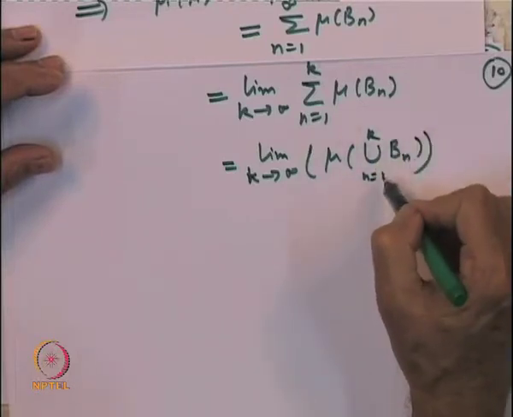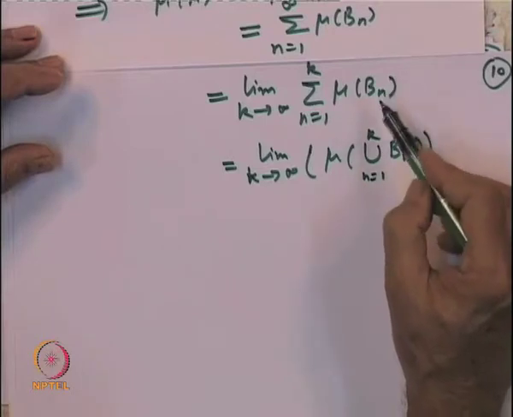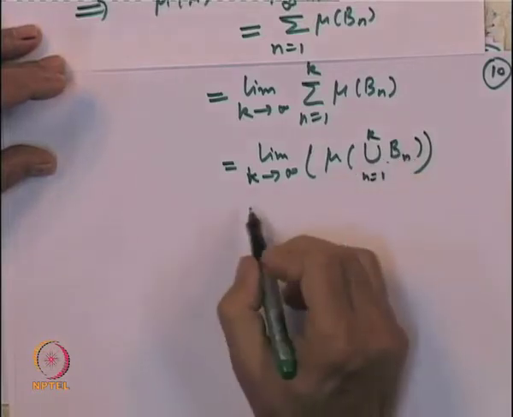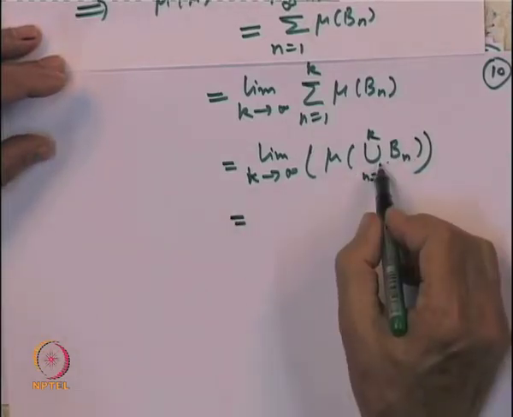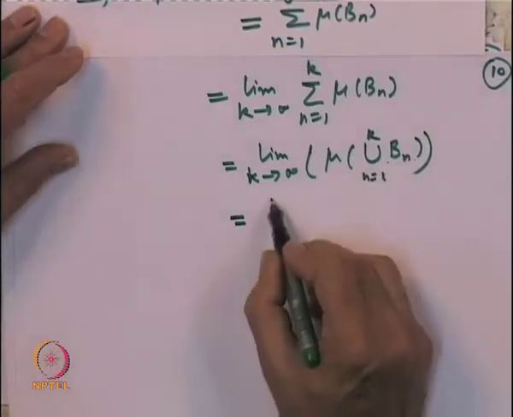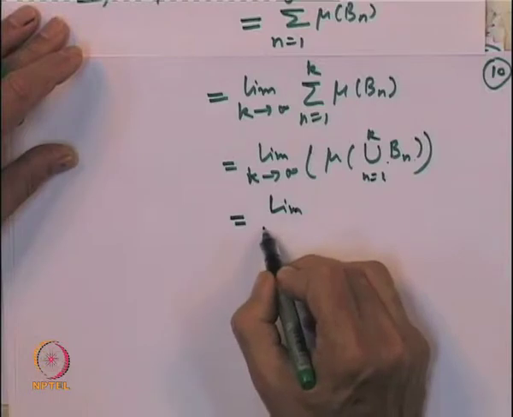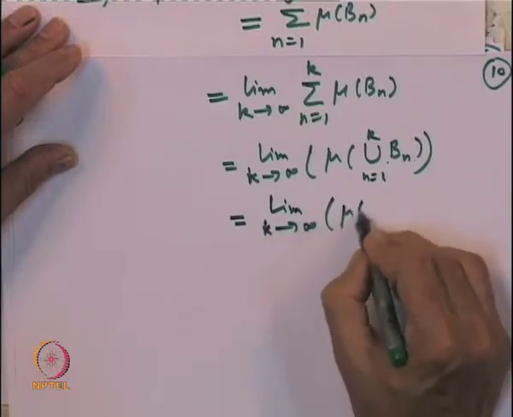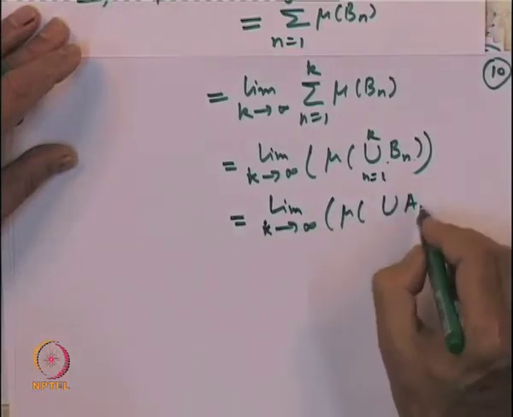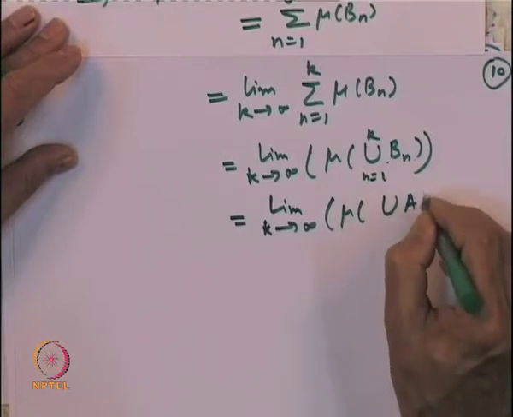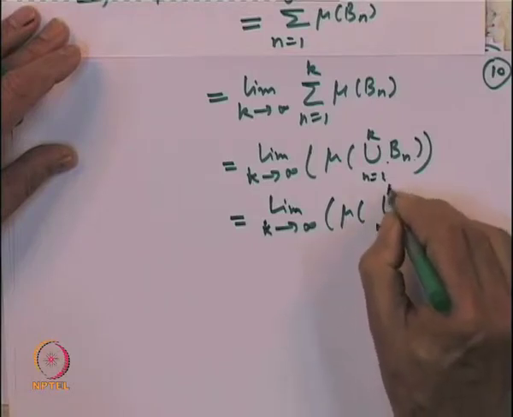And note once again mu is given to be countably additive and hence it is finitely additive, and by finite additive property this is true. And now the observation is that the union of B n's, n equal to 1 to k, is the same as the union of A n's. So, this is the same as limit k going to infinity of mu of the union of A n, n equal to 1 to k.